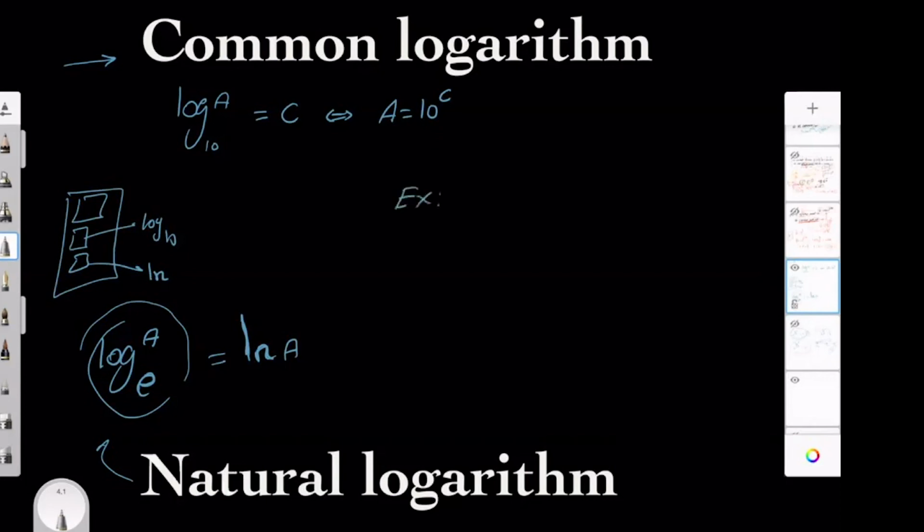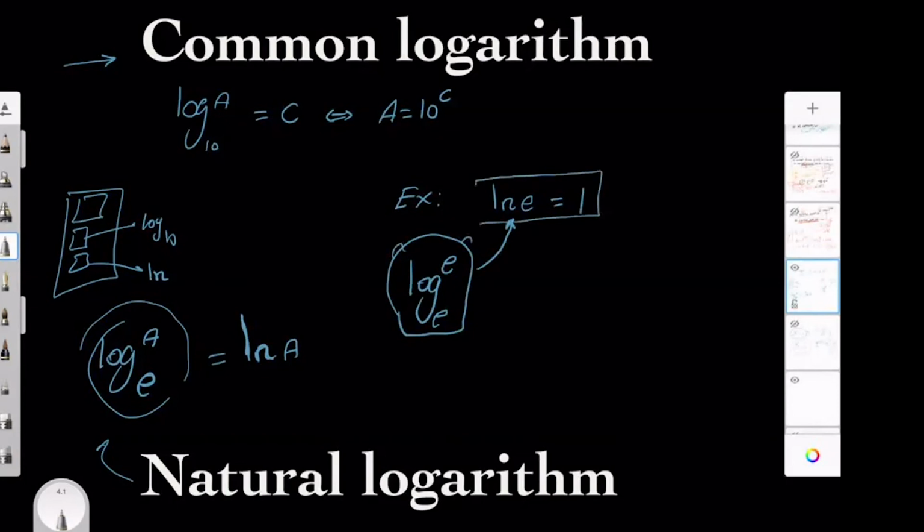For example, what is ln of e? Isn't that just log? Yeah, ln of e used to be log of e base e. What's the answer? If you see log of e base e, 1. So ln of e is 1, because ln has an invisible base e.